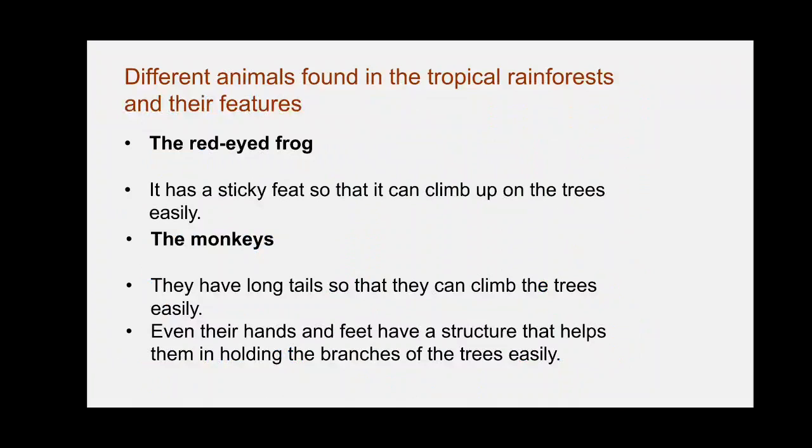Now let's see some special features of some special animals. The different animals found in the tropical rainforest and their features are: first, the red-eyed frog. It has sticky feet so that it can climb up the trees easily. In other regions we say that frogs live in water as well as on land, but in the tropical rainforest it can climb the trees itself. The monkeys have a long tail so that they can climb the trees easily. Even their hands and feet have a structure that helps them hold the branches of the trees easily.